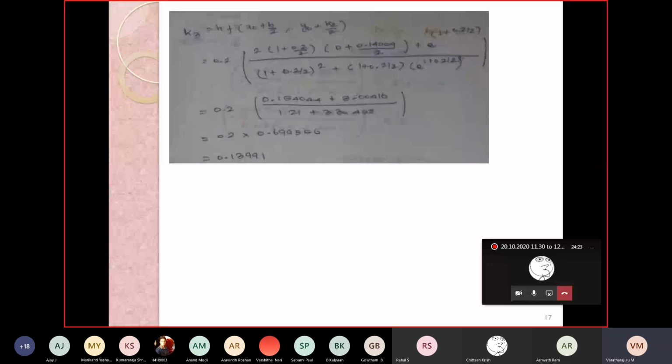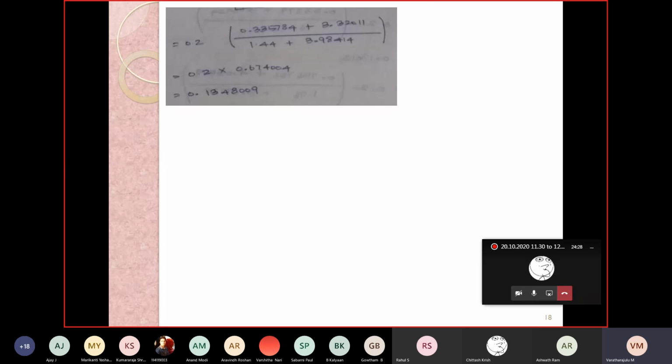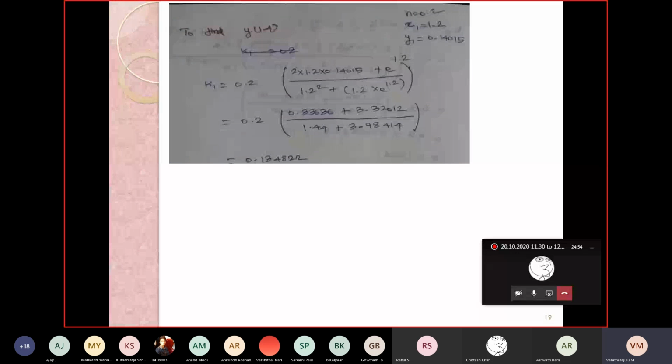Our K3 is equal to 0.13991, and our K4 is equal to 0.134809, and this is our delta y. By applying the various k values, you will get delta y0 is equal to 0.14015, and our y1 is equal to 0 plus 0.14015. We get y1 is equal to 0.14015, and similarly we need to find the value of y of 1.4, and this is what is given.